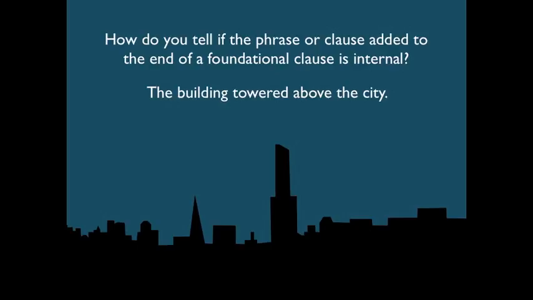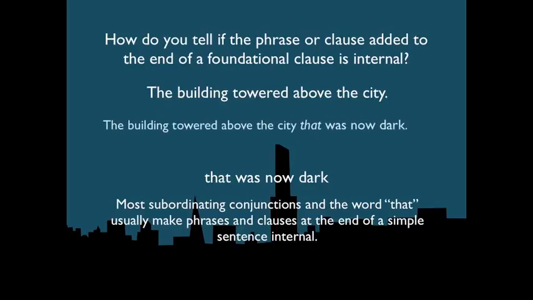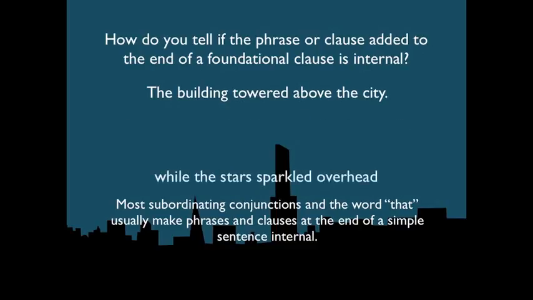So let's test this out on our foundational clause from the last lesson. The building towered above the city. We just said most subordinating conjunctions and the word that usually make phrases and clauses at the end of a simple sentence internalized. In other words, we won't need to use a comma to connect them to the foundational clause. So, that was now dark is a dependent clause. The word that removes the need for the comma. Our new sentence would read, the building towered above the city that was now dark. So no comma.